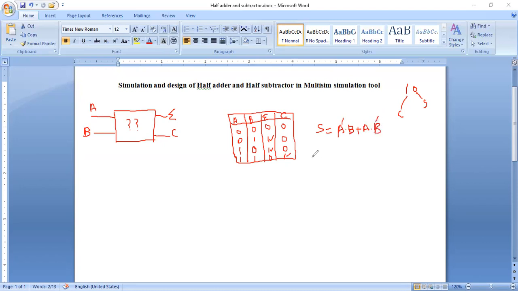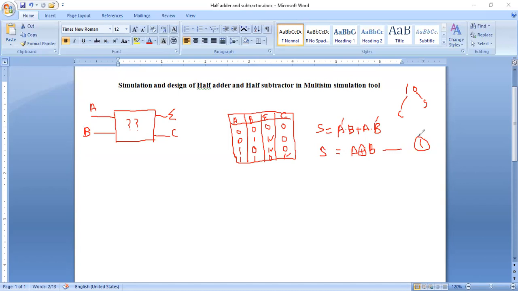And we know that A complement dot B plus A dot B complement is the logical equation of the exclusive OR gate. So I'm going to write down here A XOR B, with a circled plus. So this is my equation of sum. Okay, this is the equation of sum. I'm writing 1 over here.